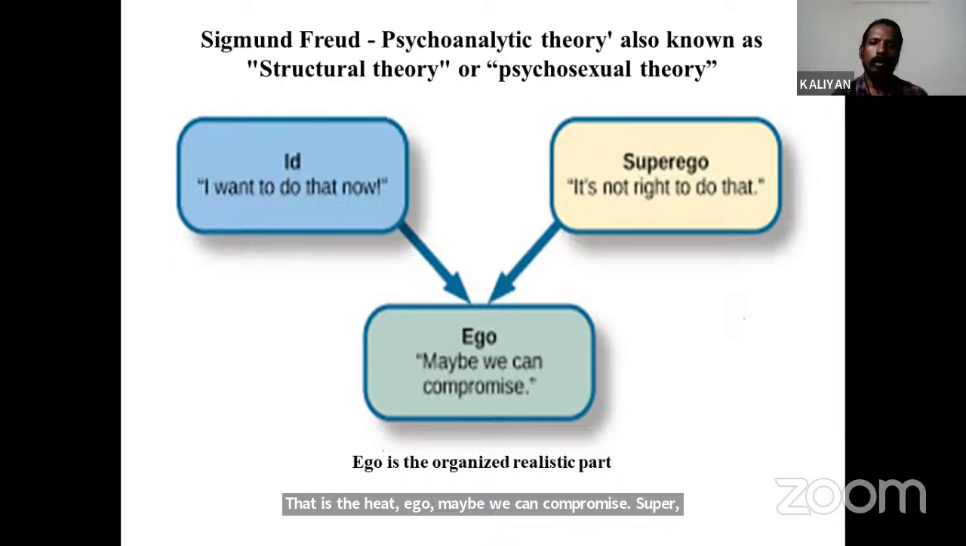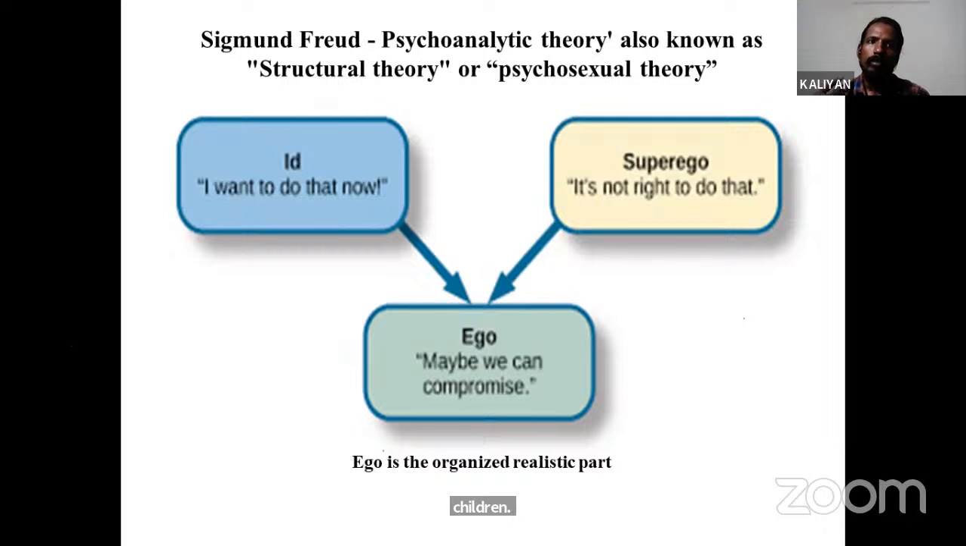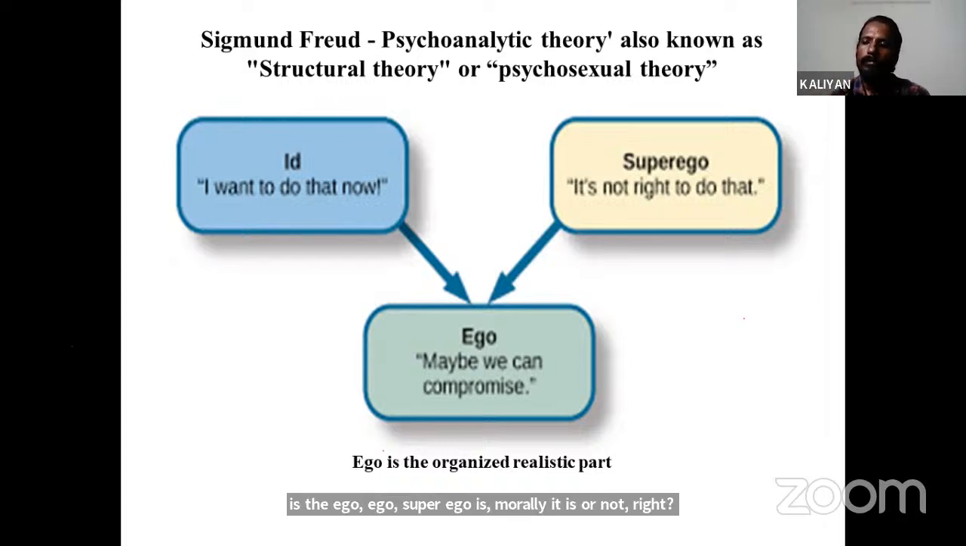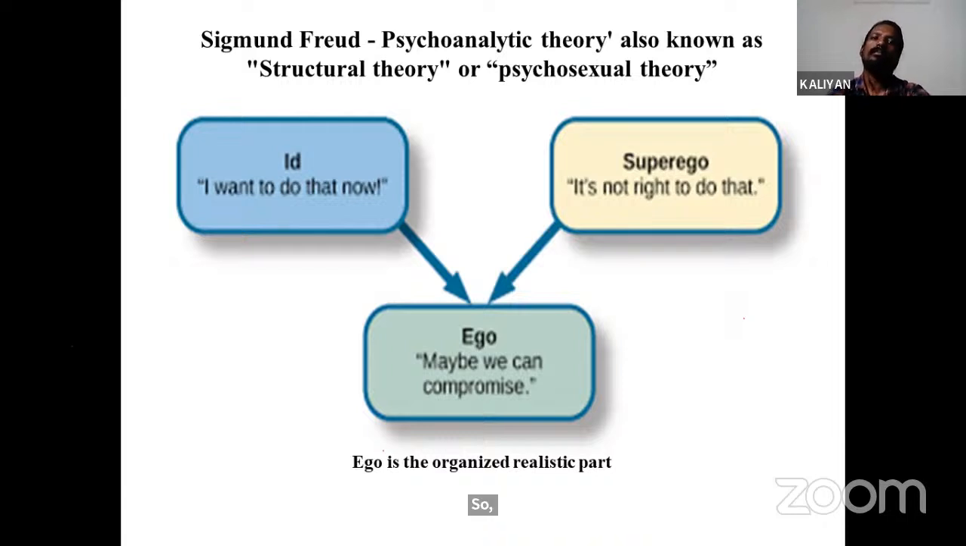Suppose you are in an ice cream shop, and there is a child eating ice cream, and the id tempts you to take the ice cream from the child. That is the id. The ego is that at that time you think this is not morally correct, but I want it, so again you take it from the child. This is the ego. Superego is that morally it is not right, so you didn't take it from the child. You bought a new ice cream from the shop. So this is the difference between ego and superego. Ego is the realistic part. This is the psychosexual or psychoanalytic theory of Sigmund Freud.